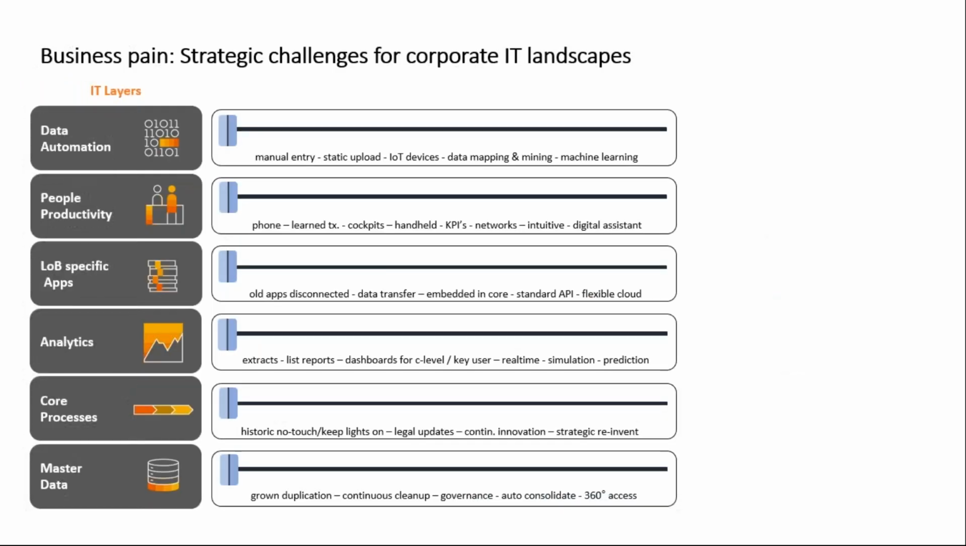Okay, so when I talk about the business pain, when I talk about the IT layers in terms of data automation, these are the things our IT layers were dealing with: analytics, the core process, master data, line of business specific apps, and the productivity people were having. With this SAP S/4HANA concept, it is getting addressed through the innovation cycles that SAP is adopting.